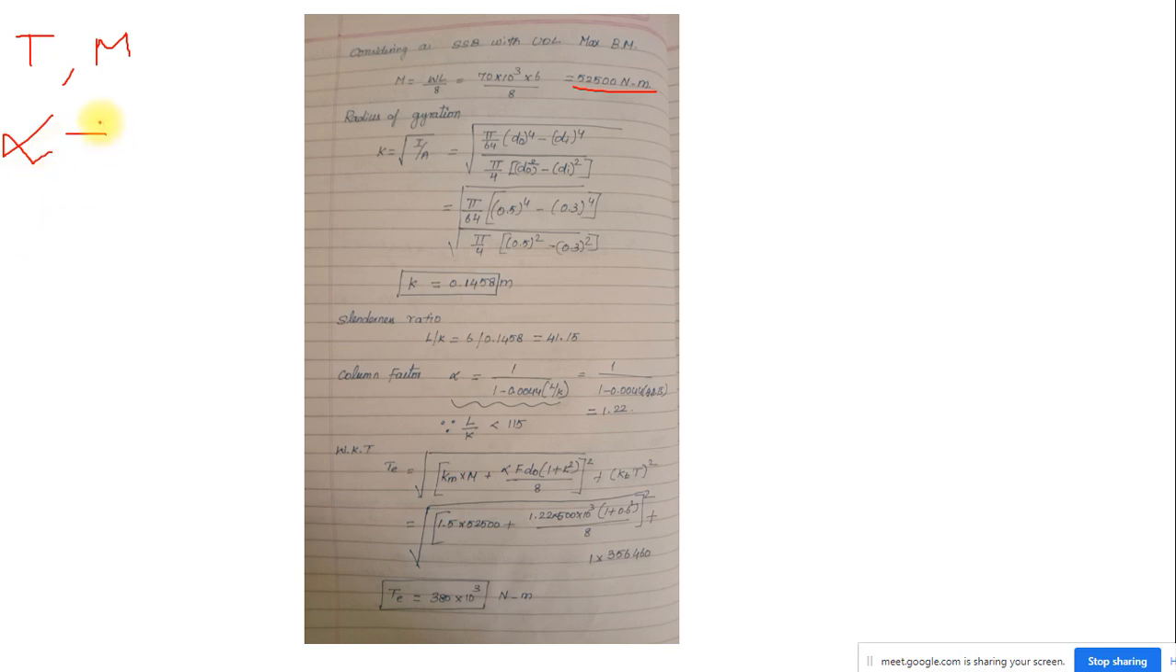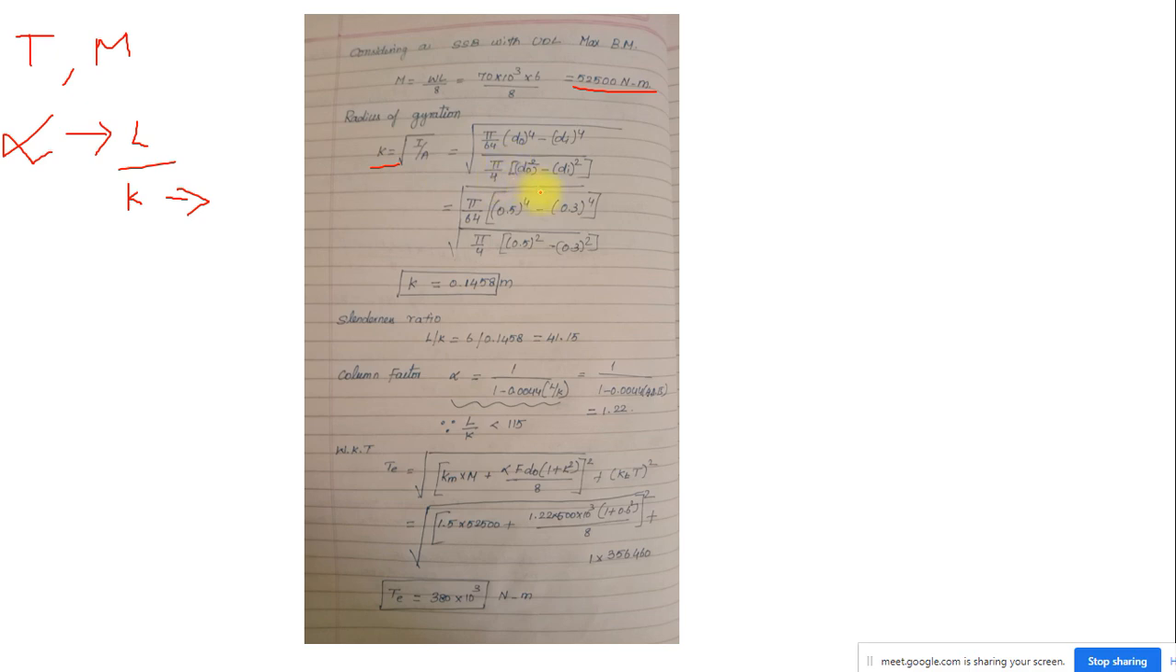If I want to find out the column factor, I need L by K. If I want to find out L by K, I need to find out K. What is K? Radius of gyration. In my previous video, I told you the radius of gyration can be written as square root of I by A. There they had given us a mass, but here I am considering only the area alone. I am not considering the mass of the entire component. So radius of gyration K is equal to square root of I by A. I know the formula for I, which is pi by 64 into d_o to the power 4 minus d_i to the power 4. The formula for area is pi by 4 into d_o square.